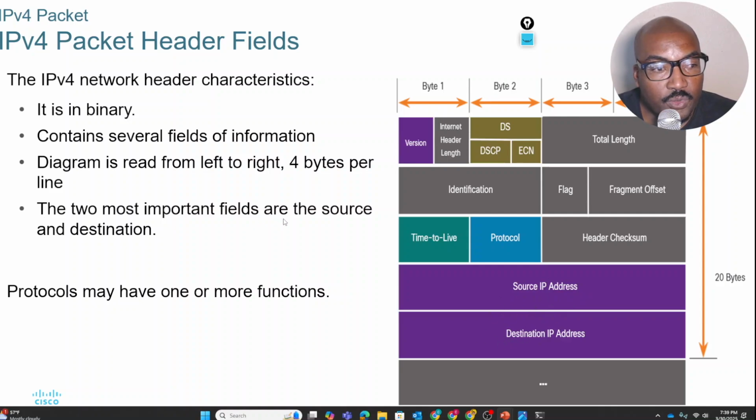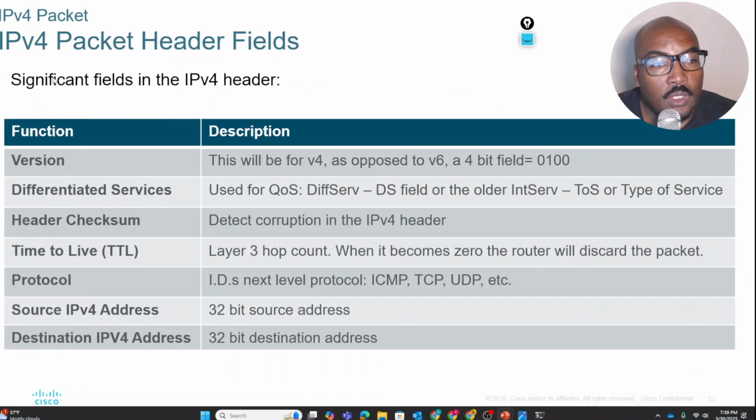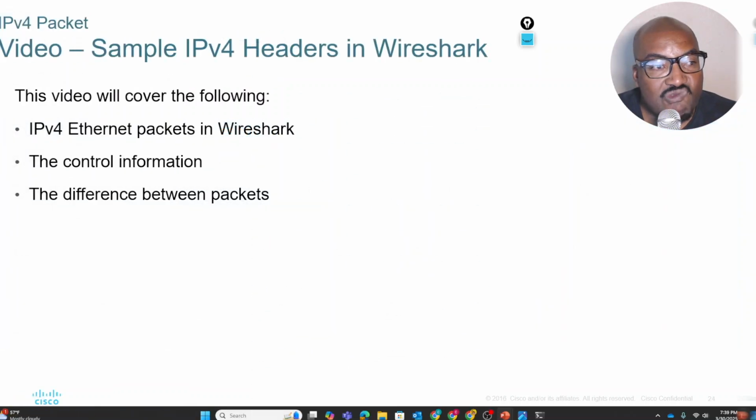Two of the most important fields are the source and destination. These two areas right here are the most important. The reason why is because that data needs to get there, right? It needs to know how to get there and where it needs to go. So let's talk about the different types of fields in the IP version 4 header. We're going to talk about these items here.